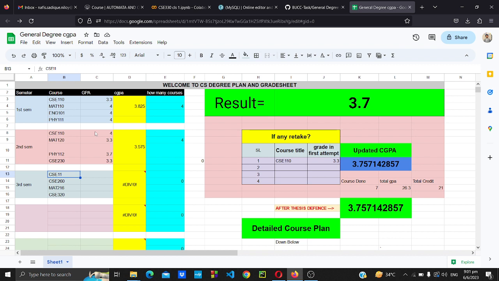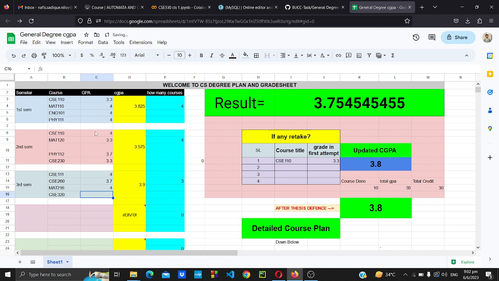Now he wants to check, or he wants to predict, what number of CGPA he has to obtain in each of the courses to, let's say, get 3.8 or 3.9. So he can predict by putting different types of CGPA. Let's say he predicts that he's gonna get 4 in CSE 111, in CSE 260 3.7, in Math 164, and in 324. Then he can see that he is going to get 3.81 if he gets these amounts of CGPA in each of the courses.